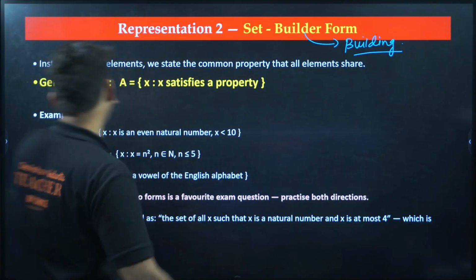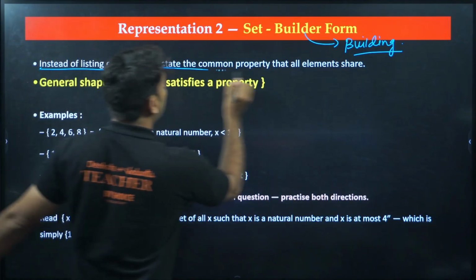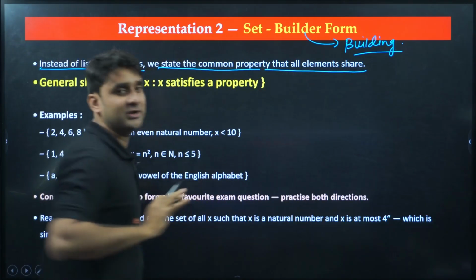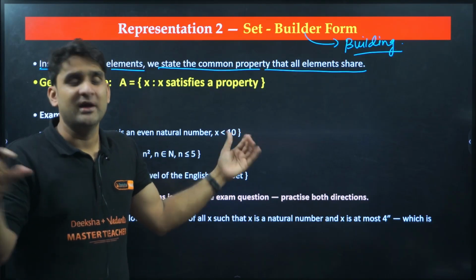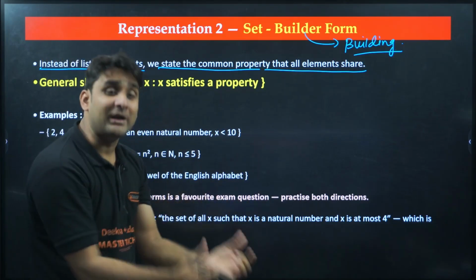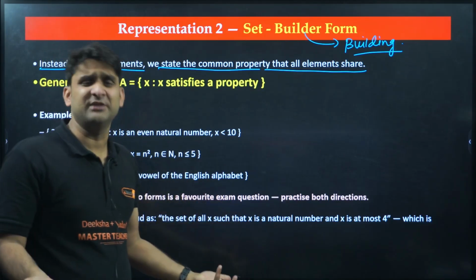So look at the screen. Instead of listing elements, we state the common property that all elements share. So basically the description will be there, in English language, and after reading it you have to write the set in roster form. So the English language description is set builder form.